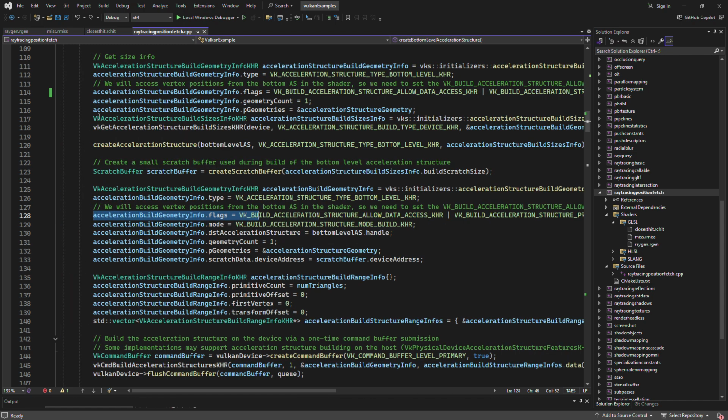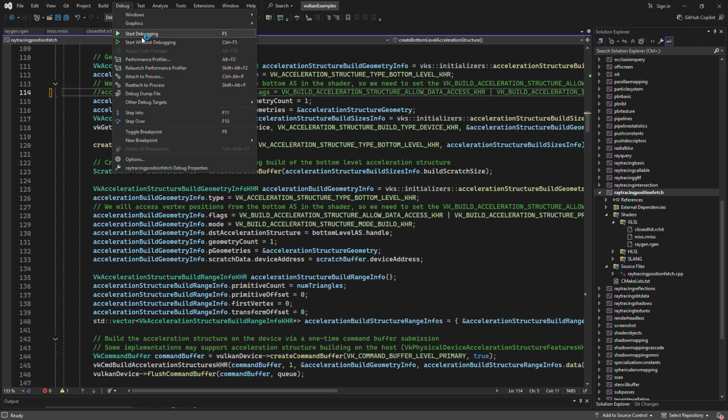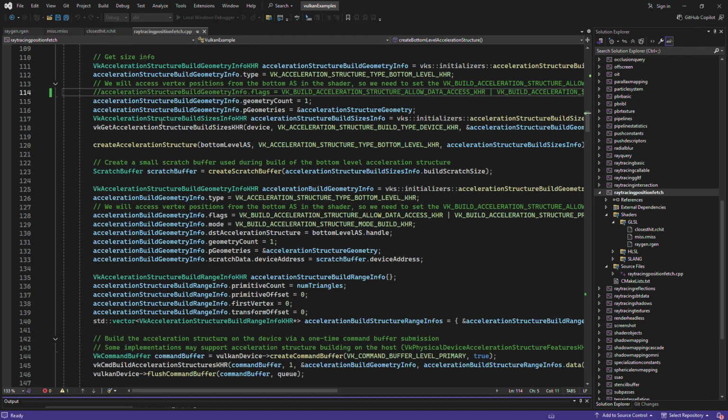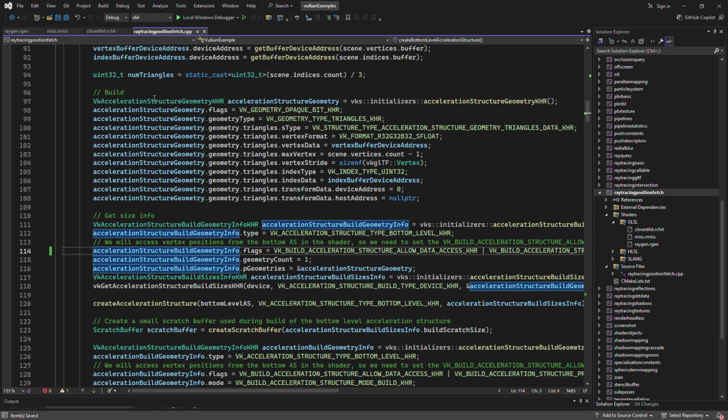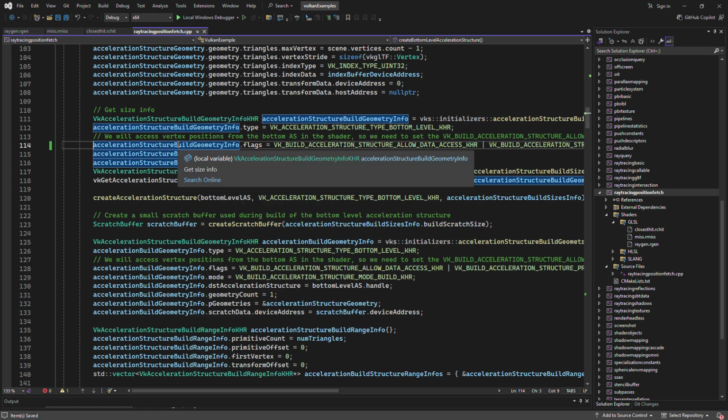And this right here is a hard boundary. If I comment out this thing, basically the application won't run. It doesn't even show up, and it wants me to abort and everything. So this is a hard boundary right here, right? And it's all under the create bottom level acceleration structure function.